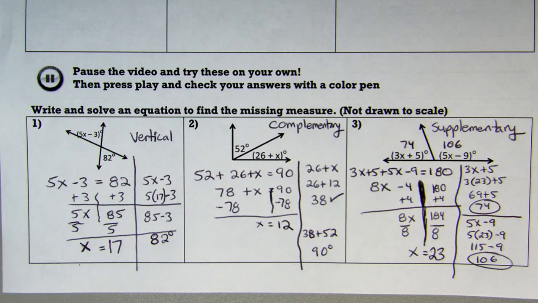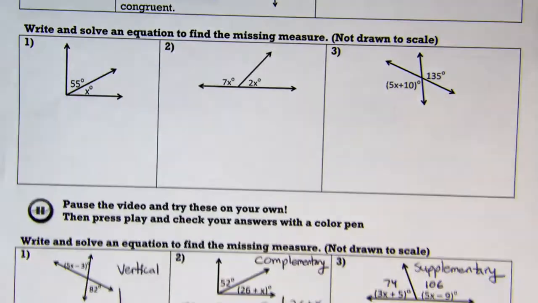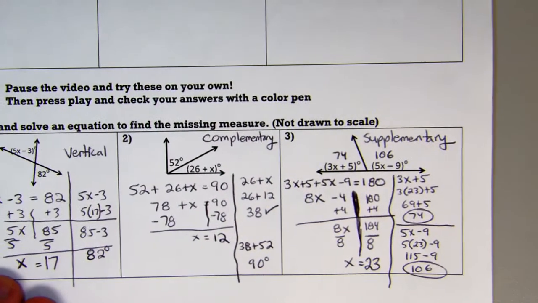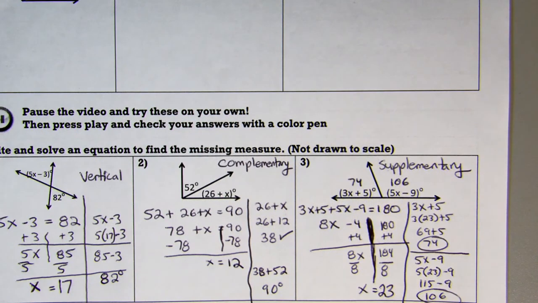Number 2, I have my complementary angles, so I know that those two angles together equal 90 degrees. So I'm going to do 52 plus 26 plus x, and then I find that x is equal to 12. Oops. Put that back up. So I find that x is equal to 12, and when I check to see what the value of my missing angle is, I get that the missing value is 38 degrees. And I'm going to check to make sure it works by adding those two together just to make sure they add up to 90 degrees.